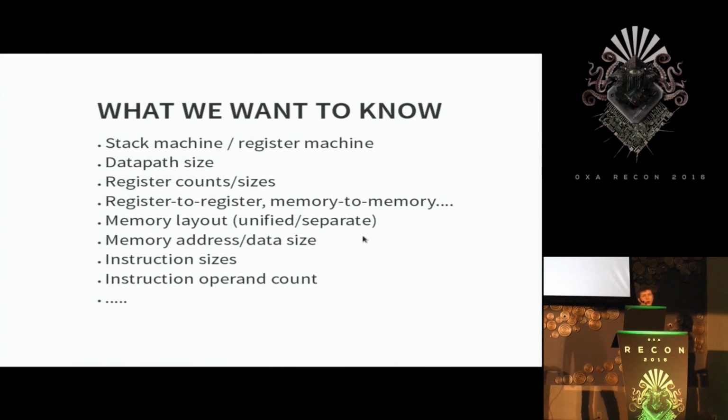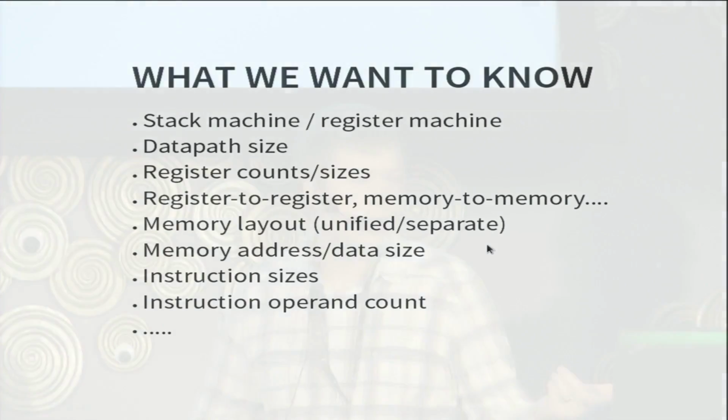And what we want to know is, first of all, what kind of machine are we dealing with? Is it a stack machine? Is it a register machine? What are the data path sizes inside of it? If it's a register machine, how many registers does it have, and how large are they? We'd like to know whether the instructions are register to register or memory to memory. We'd also like to know whether the memory layout is one unified address space that covers everything, or whether it's separate address spaces for those two blocks that I described before.